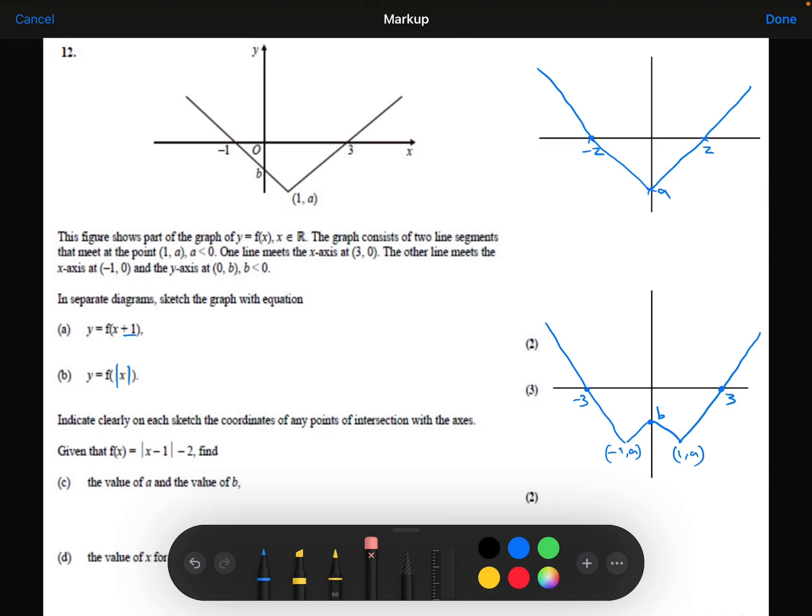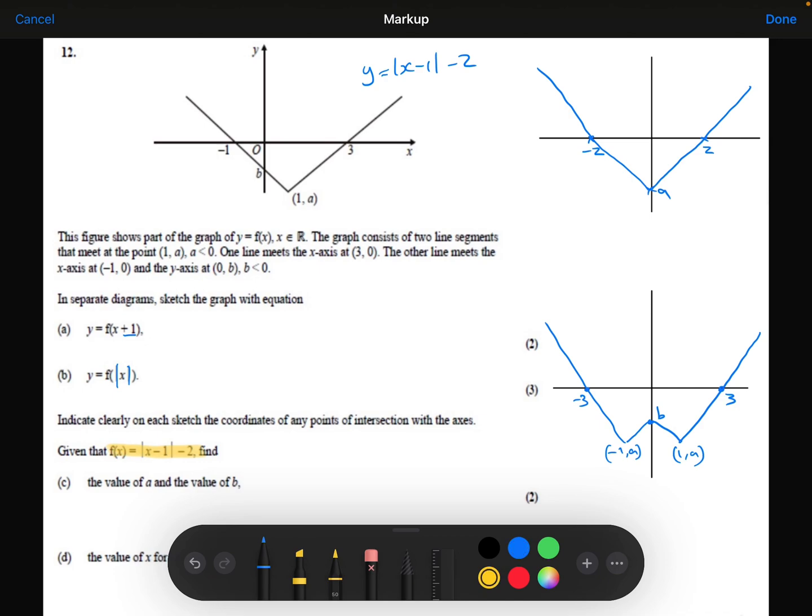Right, part C. Given that f of x is the modulus of x minus 1, minus 2, find the value of a and the value of b. So we're now told the actual equation for our graph. So this is the graph of y equals the modulus of x minus 1, minus 2. So let's look at this then. We need to figure out what a and b are.